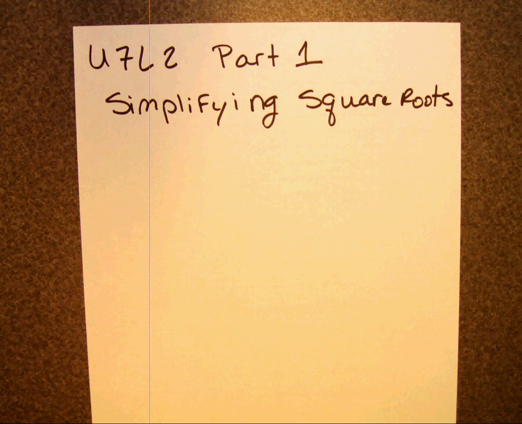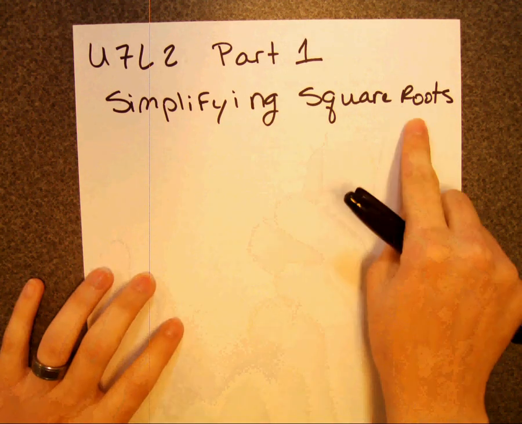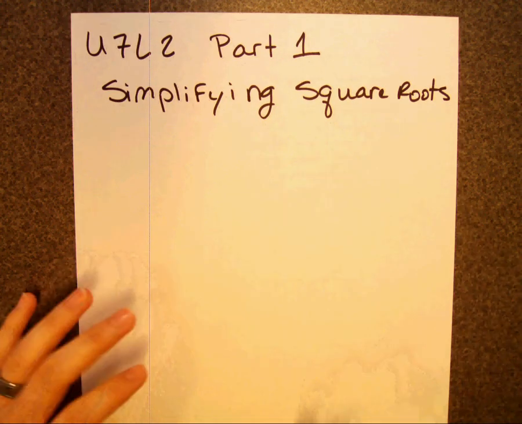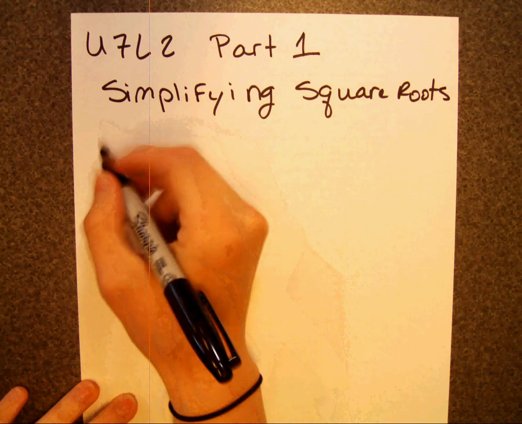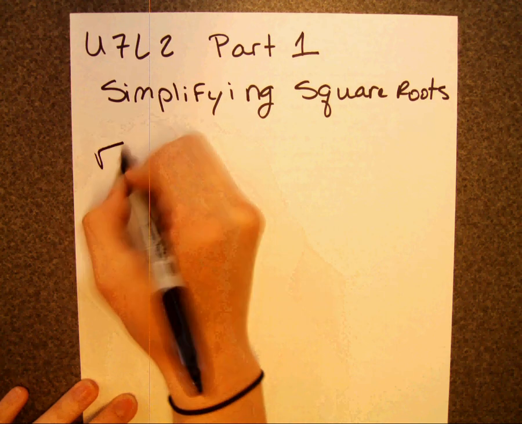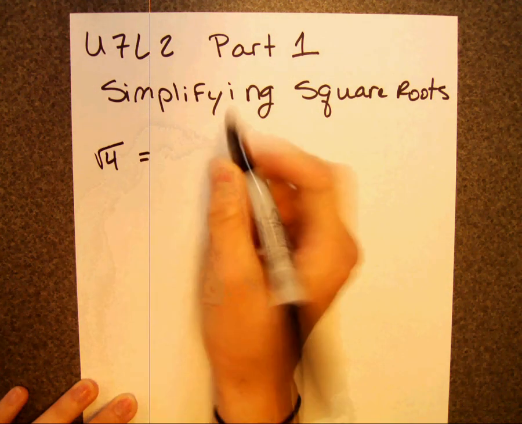We're starting Unit 7, Lesson 2, looking at solving quadratic equations using the quadratic formula. With the quadratic formula, we will end up having square roots, so we need to look real quick at how to simplify them once we get them. So we already know, just start with a basic one, the square root of 4.